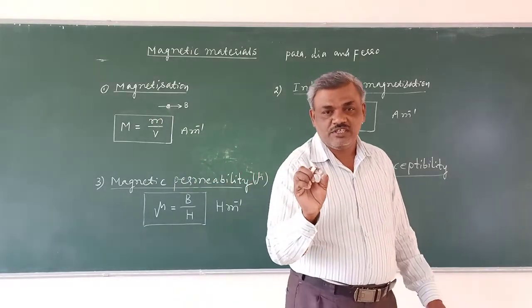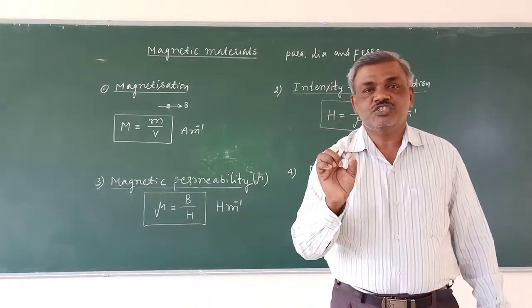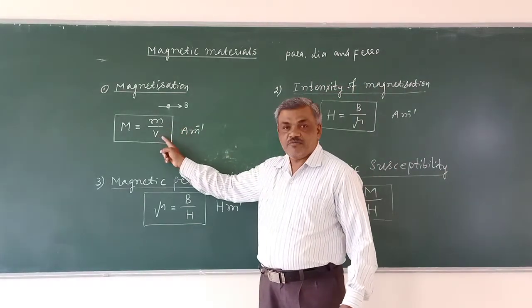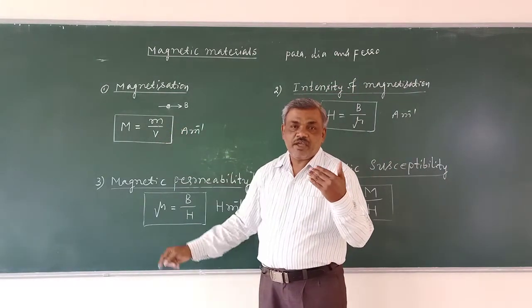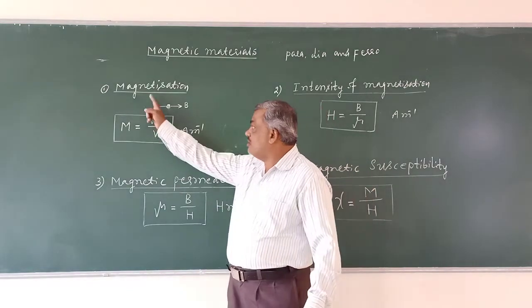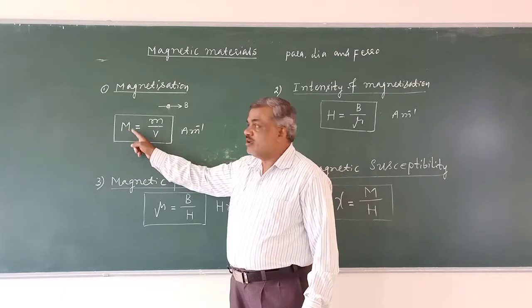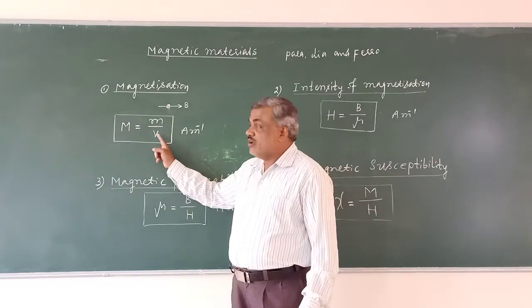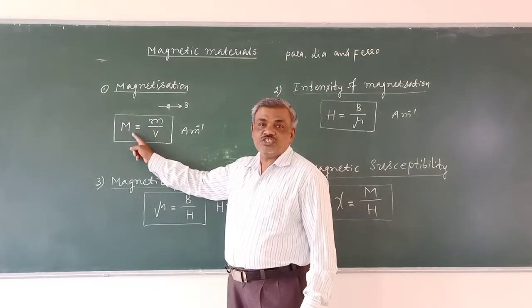This is one more question. Define magnetization. The magnetic moment per unit volume of the material is called magnetization. The mathematical expression for magnetization, symbol capital M, magnetic moment symbol small m, volume V. What is the unit of magnetization?